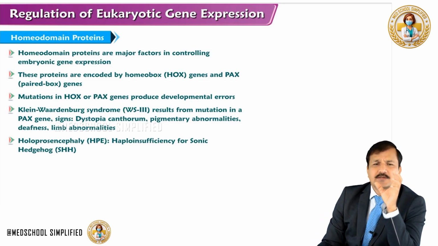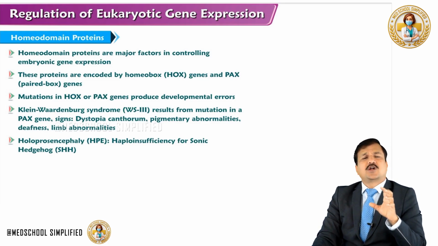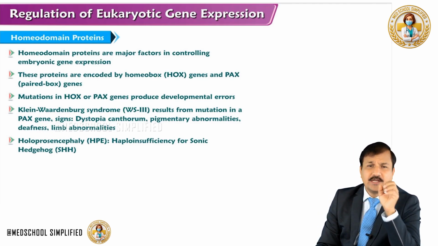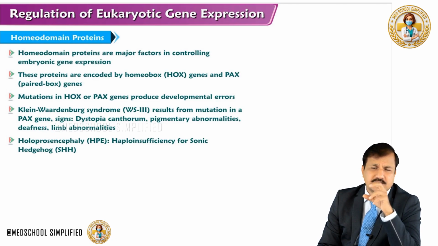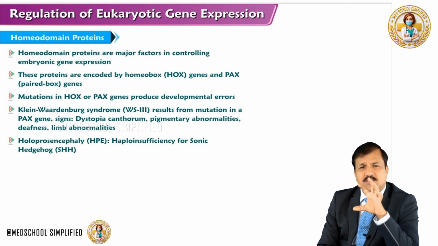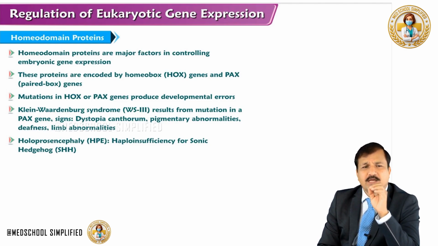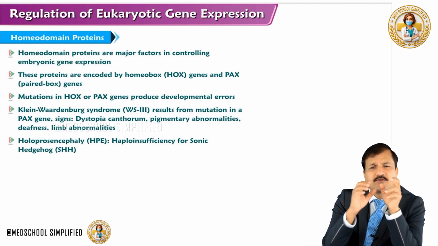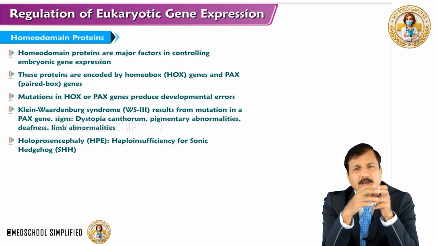The regulatory proteins themselves are encoded by genes called homeobox or homeotic genes. Another closely related set of genes is the PAX genes, or the paired box genes. Whether it is the HOX genes or the PAX genes, a mutation in HOX or PAX genes might be expected to produce developmental errors. Klein-Waardenburg syndrome is one such developmental disorder resulting from a mutation in a PAX gene.